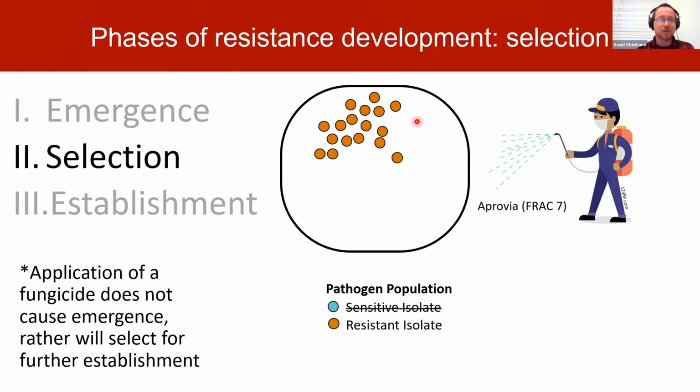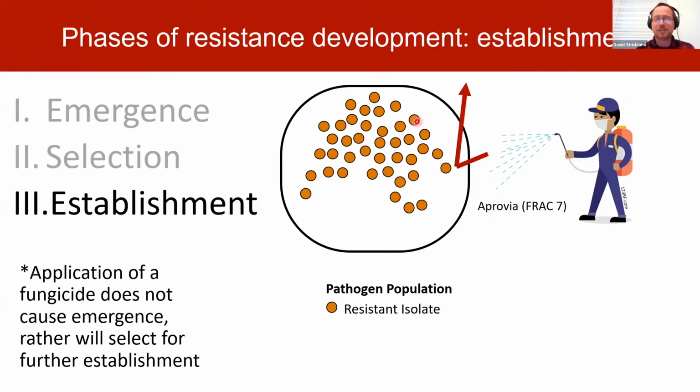Let's just say the grower doesn't notice this and they just keep using the same products over and over and over. And that's actually going to lead to establishment, because by removing all of the sensitive isolates, you've effectively freed up all of this free real estate for the resistant isolate to take over. All this green tissue is now theirs to conquer because there's nothing to slow them down, and the current fungicides being used aren't effective.